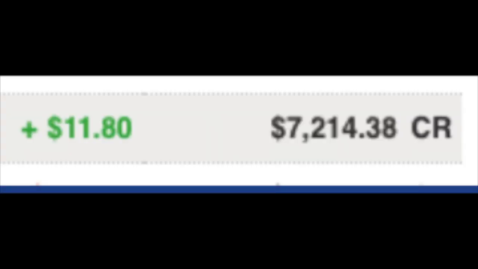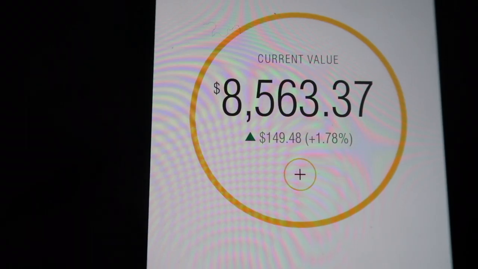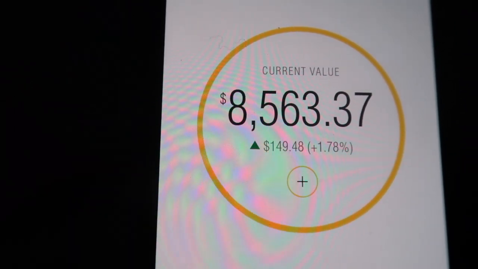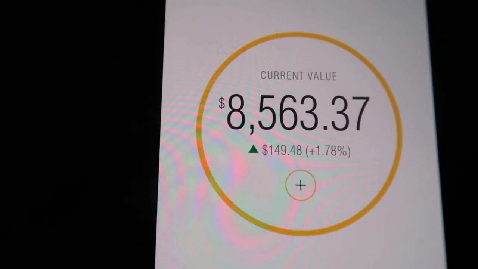I'm going to show you the interest that I got from a bank account on an amount that I've saved, relatively about the same amount that I've got invested in stocks. So you can see the slight difference. The interest amount was $11.80 for the month, on a savings amount of $7,214.38, as opposed to $149.48 in the 1 month that I invested in the stock market.